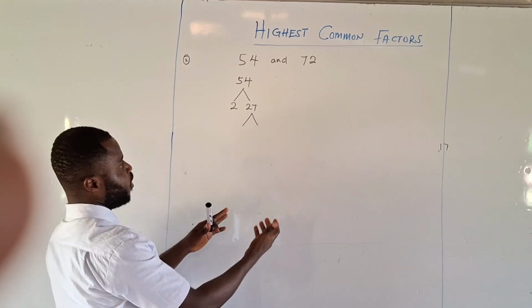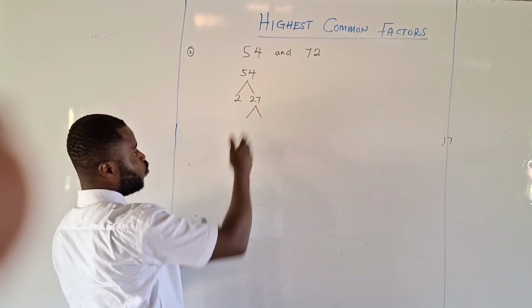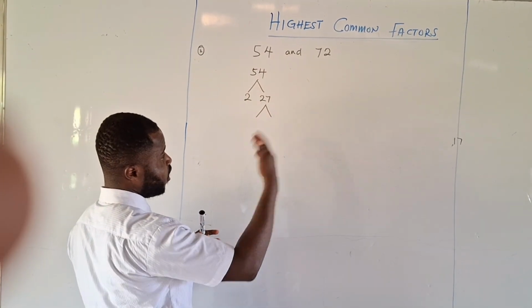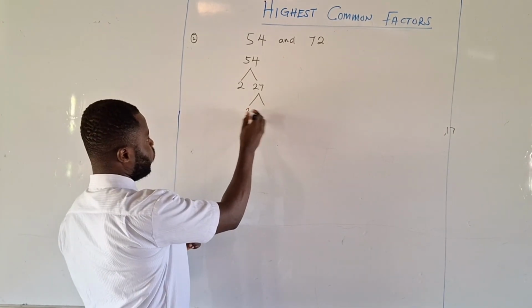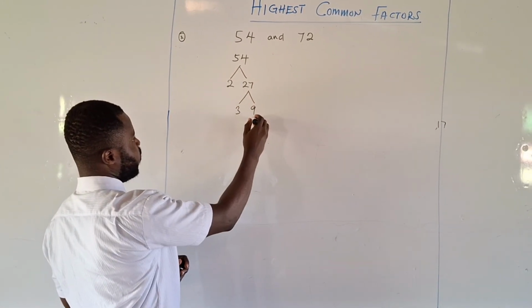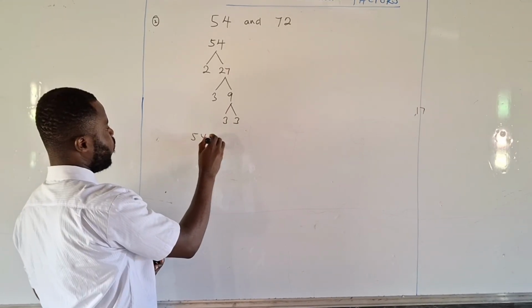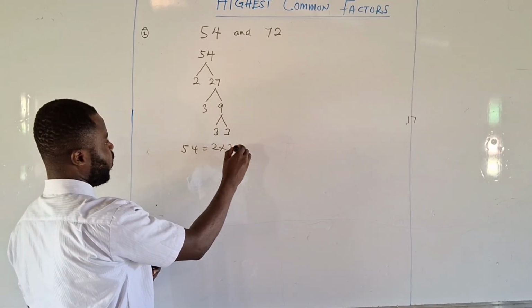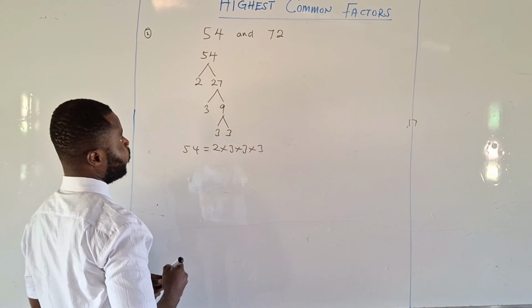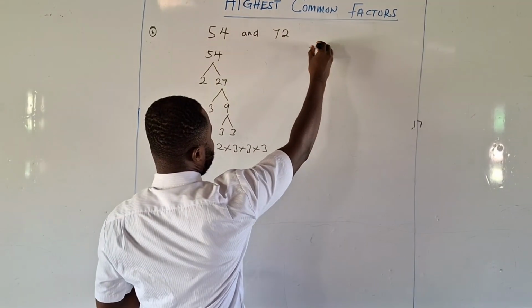Can 2 multiply any number to give you 27? The answer is no. So the next prime number is 3. 3 times 9 gives you 27. Now 9 we have 3 and 3. So with the 54, you have 2 times 3 times 3 times 3.